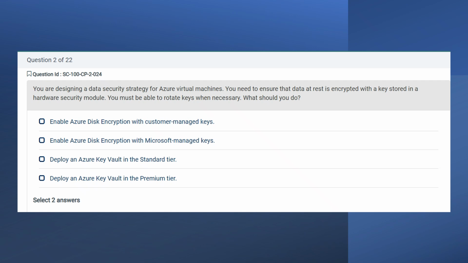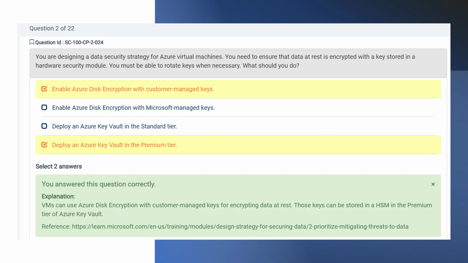Question 2. You are designing a data security strategy for Azure virtual machines. You need to ensure that data at rest is encrypted with a key stored in a hardware security module. You must be able to rotate keys when necessary. What should you do? A, enable Azure disk encryption with customer managed keys, and D, deploy an Azure Key Vault in the premium tier. VMs can use Azure disk encryption with customer managed keys for encrypting data at rest. Those keys can be stored in an HSM in the premium tier of Azure Key Vault.